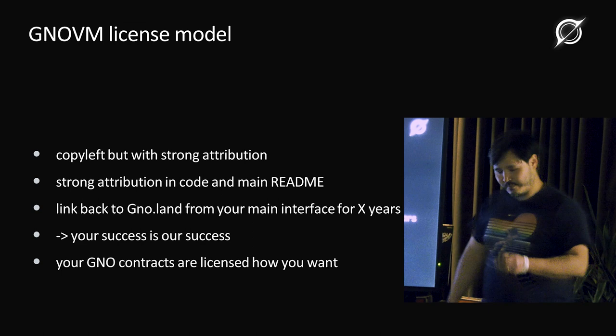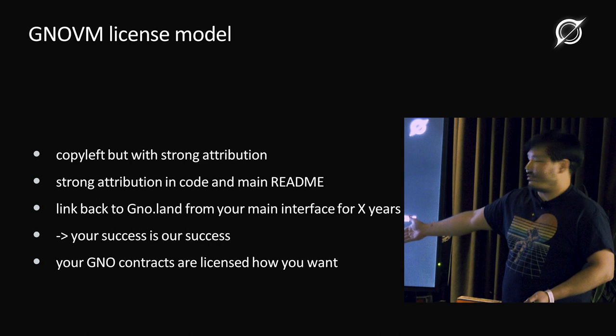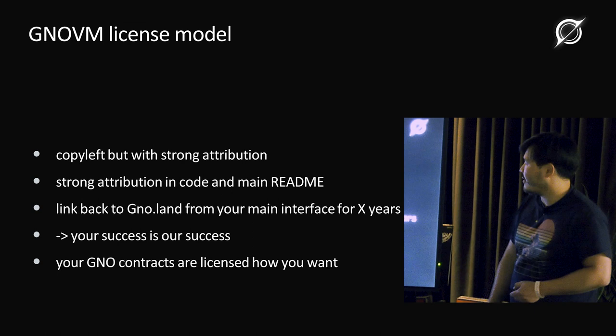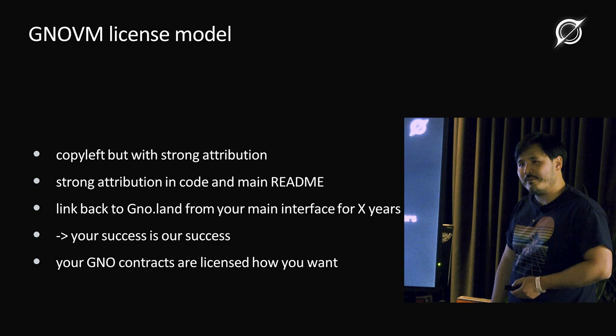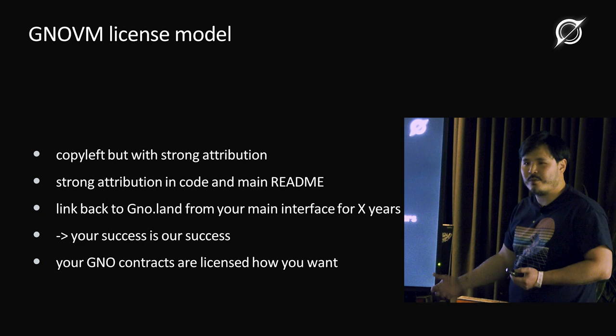And of course, your smart contracts can be licensed however you want. So this is just talking about the Gno VM. Right? But otherwise, it's AGPL. And I think that's what we need, because we're building tools to kind of change the status quo. And the status quo is using Apache 2.0 to prevent us from doing that.